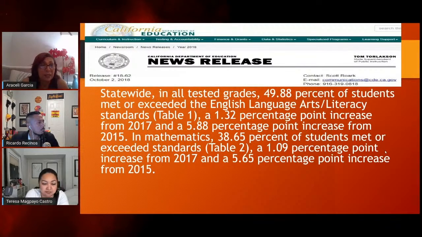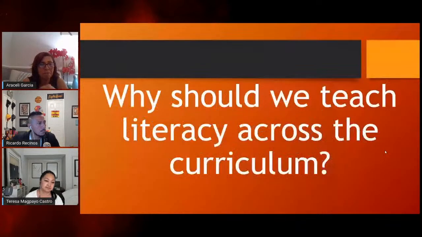49.8% are at met or exceeded in ELA. And if you look at the math, we're at 38. This was, again, 2018. Our kids have been out of school, right? What's going to happen? Now, we talk a lot about learning loss, and I don't use learning loss, because our students learned a lot. Maybe not how to fill in bubbles on a test, but they are coming in rich with information and knowledge. We just need to find ways to get them to share that out.